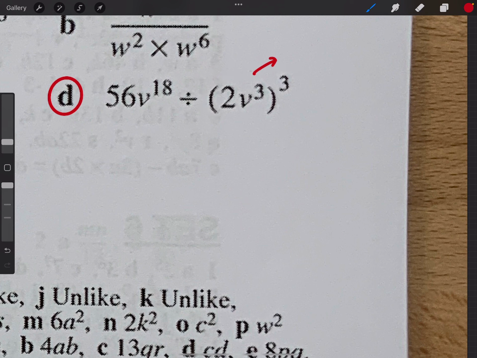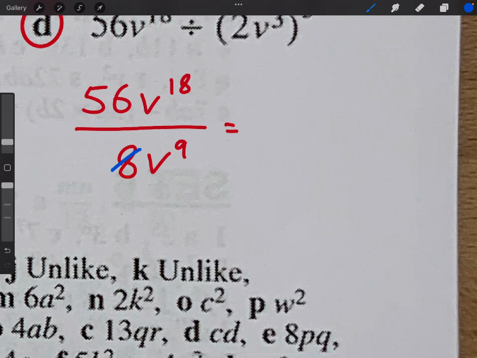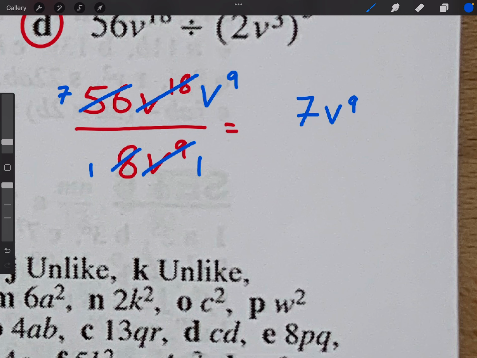Alright, now let's see. The 8, I can divide the 8 and 56 by 8. So I can do this. This will be 1. This will be 7. Now I can divide the bottom by v to the 9. I get 1. Divide top by v to the 9. I get v to the 9. Minus the powers. Okay, so you're going to get 7. The answer is 7v to the 9 all over 1, which is just 7v to the 9.